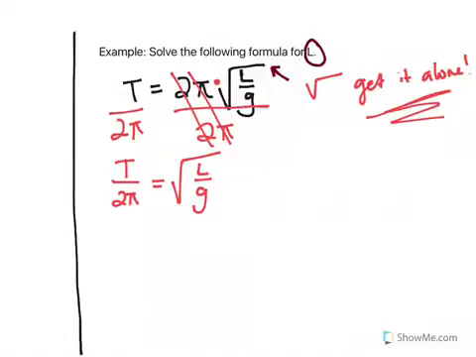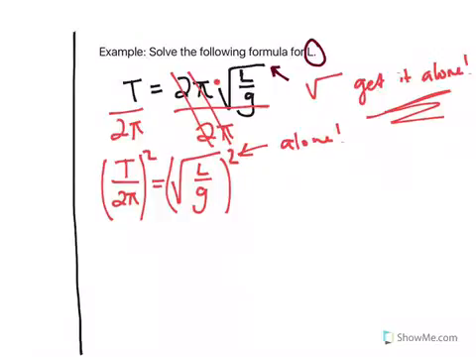Alright, so now we have the square root alone. So we can use the rules that we learned in Unit 7 and square both sides of the equal sign. That gets rid of the radical sign on the right, so we're left with L over g. And on the left we can leave this as t over 2 pi, all squared, as long as we put the parentheses around it.